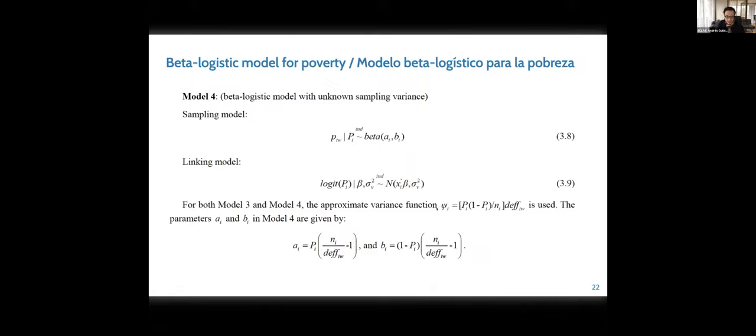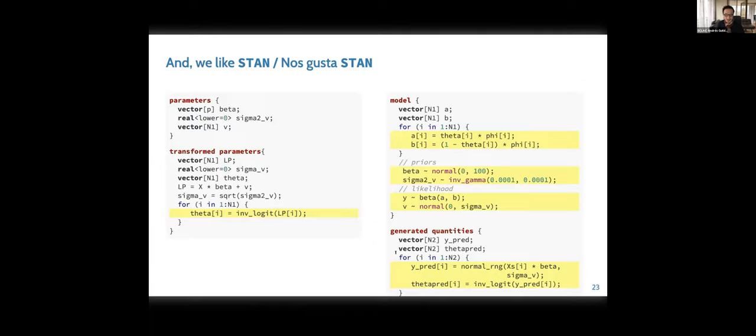And here you have a reparameterization of the beta distribution that is kind of similar to the reparameterization that Professor Parta also found some years ago when defining the arcsine transformation and the arcsine of the square root transformation. In order to perform this Bayesian computation, we like to use Stan. Stan is Bayesian software that makes it very, very easy to get Bayesian estimates from area level models using this approach.